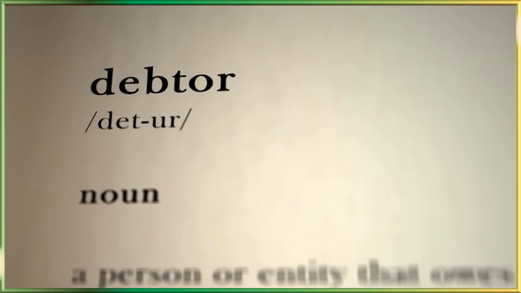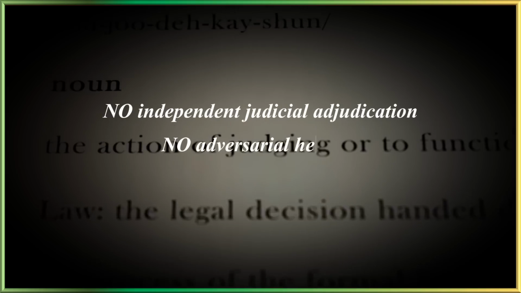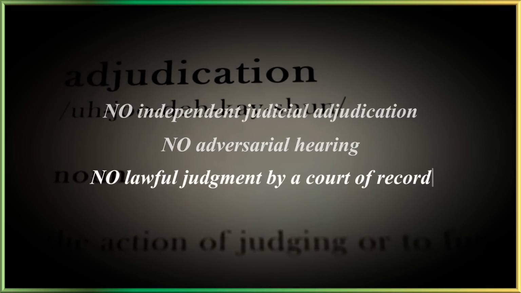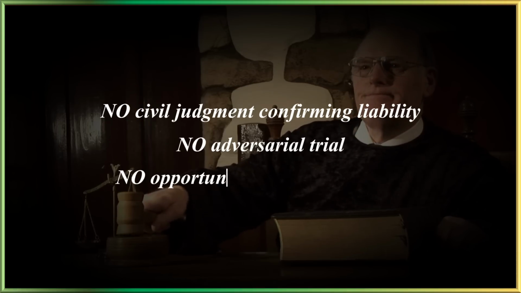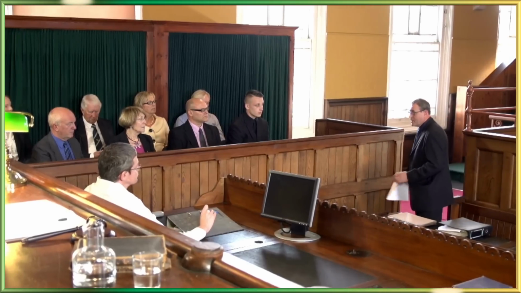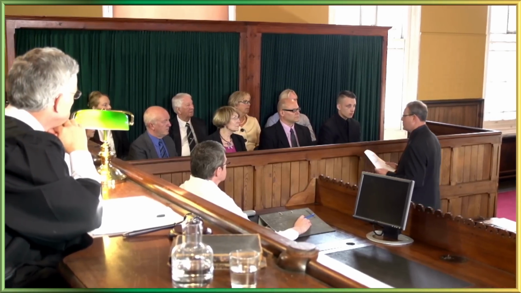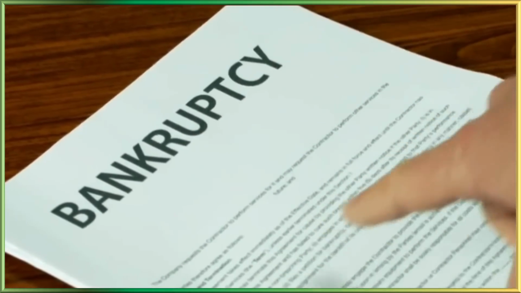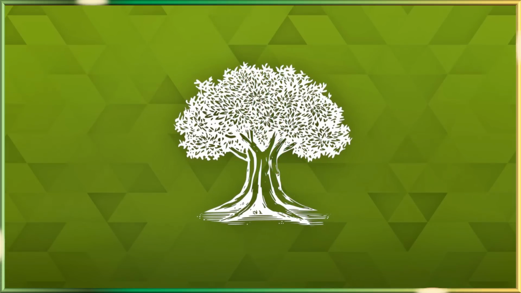But Regulation 49 sidesteps this with no independent judicial adjudication, no adversarial hearing, and no lawful judgment by a court of record, thus no civil judgment confirming liability, no adversarial trial, and no opportunity for proper defence. Instead, an administrative liability order is treated as real debt and used to bankrupt individuals. This raises profound constitutional questions because bankruptcy, a form of civil death, carries devastating consequences. And under English law, such consequences must arise only through lawful judicial judgment, not administrative shortcut.